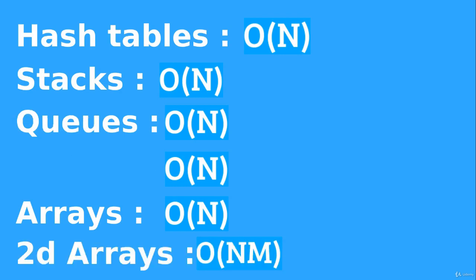But say we were given 2 inputs, n and m, and we're asked to create a 2D array that has n rows and m columns, for example. Well, in that case, the number of elements needed to be allocated in the memory will be n multiplied by m. So we can say that 2D arrays have space complexities of big O of n multiplied by m, where n and m represent the row and column sizes.